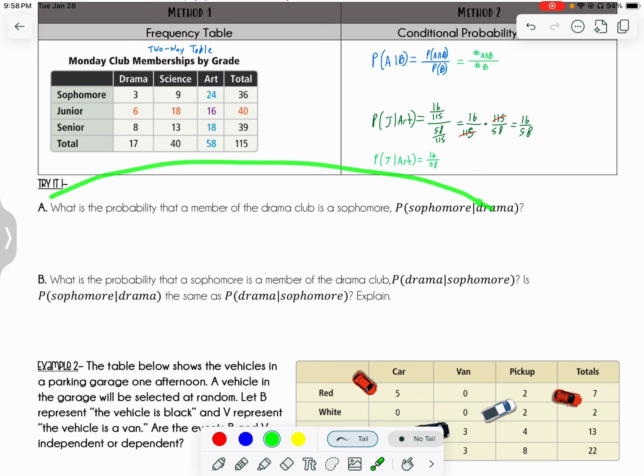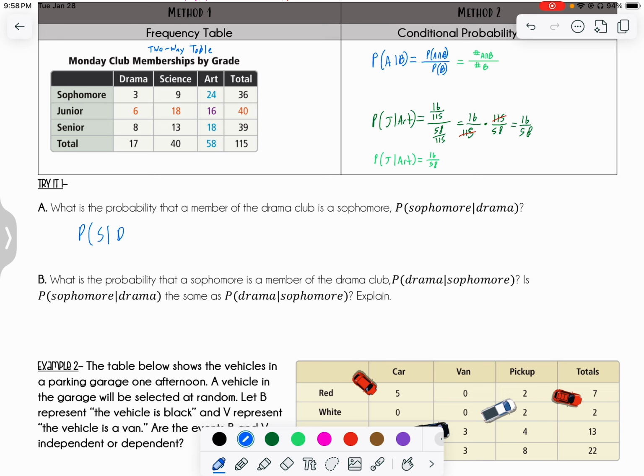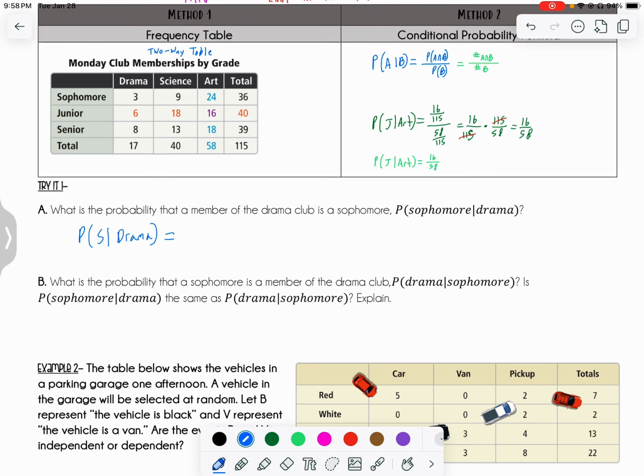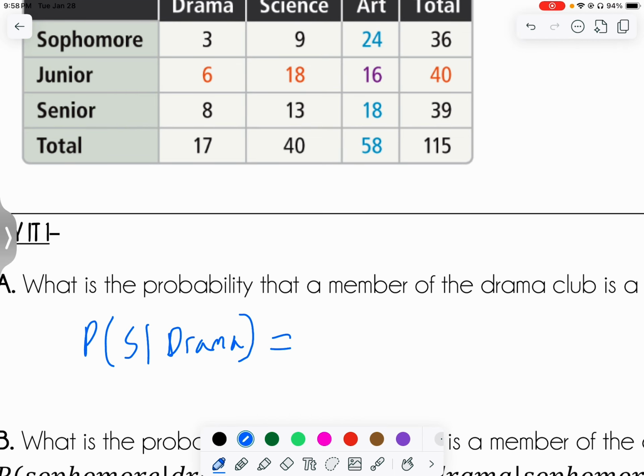Go ahead and do this one by yourself. And again, if you want to keep going, you can. And I'll answer it in just a second. Put a pause on the video. Right. Let's go ahead and discuss it. What's the probability that somebody is a sophomore knowing that they like drama? Yeah, we know all sophomores like drama, right? That's a little bit of teacher humor.